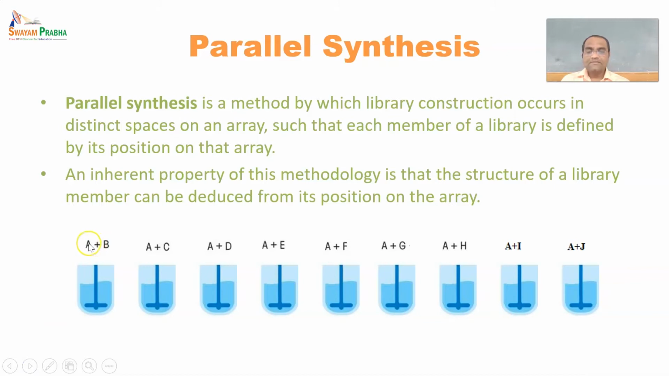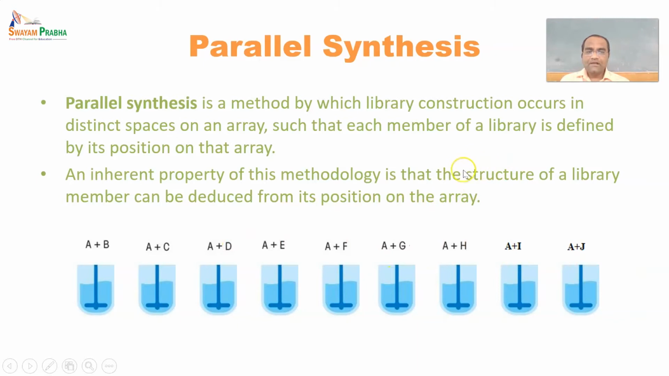See, here you can see A is one of the chemicals, and this chemical A is linked with different chemicals. So this statement says that whenever there is construction of a library, each member of the library has a defined position. So all the positions have been defined. That is, A has been reacted with all the compounds.